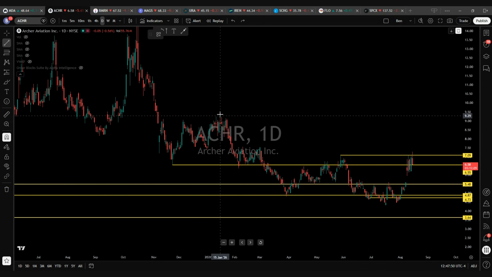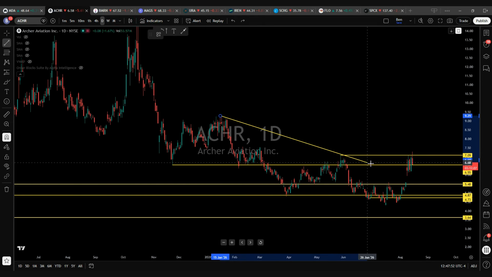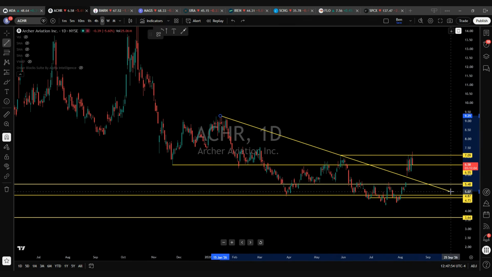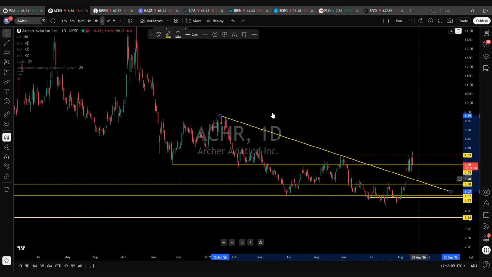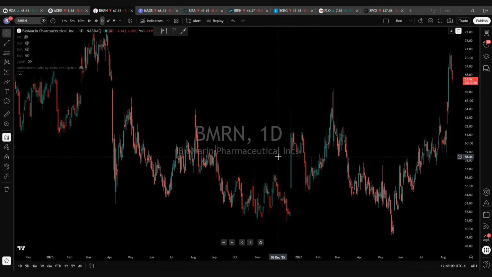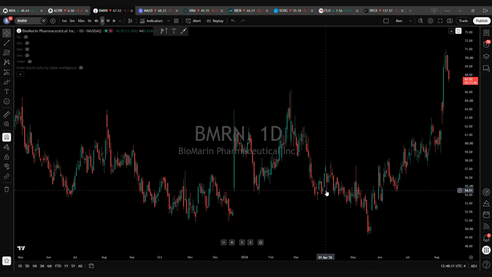So we're going to take this pivot top here, connect it to the secondary pivot, draw a trend line. As you can see, we haven't come back in and retested this downsloping trend line. What we did was gap above it. And so here is one of the reasons that, at $5.48, I would look to enter a swing trade long on ACHR. BMRN is another stock that you guys asked me about.